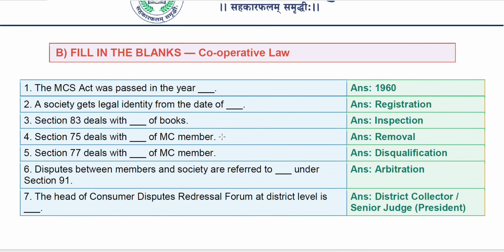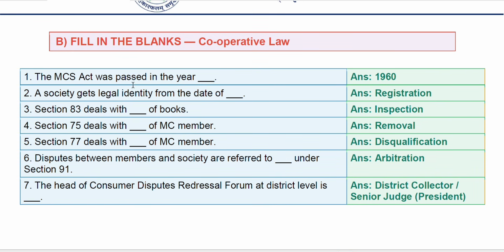Fill in the blanks for cooperative law. The MCS Act was passed in the year 1960. A society gets a legal identity from the date of registration. Section 83 deals with inspection of books. Section 75 deals with removal of MC member. MC member is managing committee member. Section 77 deals with disqualification of MC member. Disputes between members and society are referred to arbitration under Section 91. The head of consumer dispute redressal forum at district level is a district collector or senior judge, president.